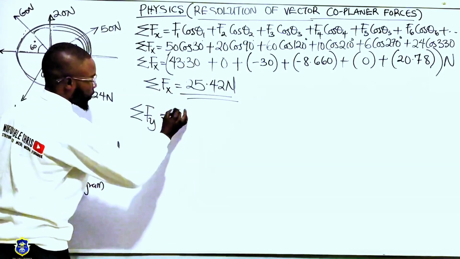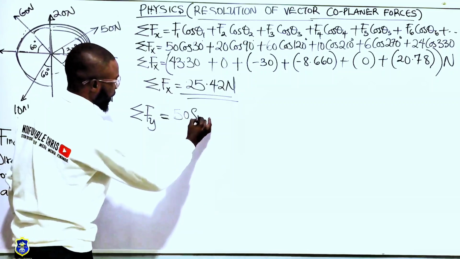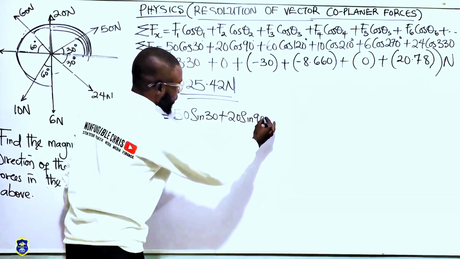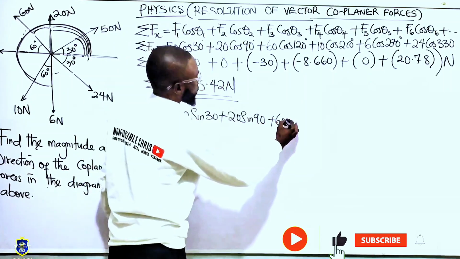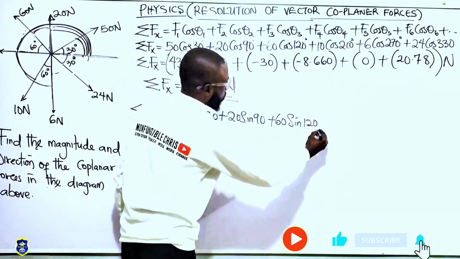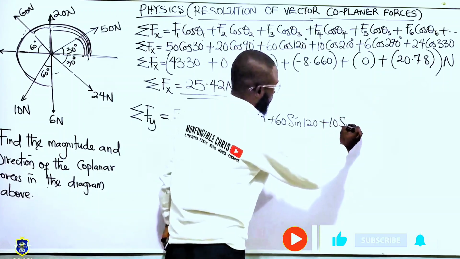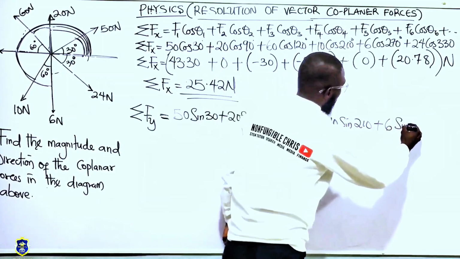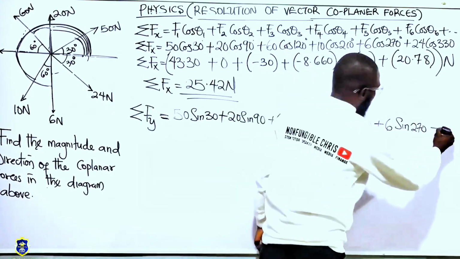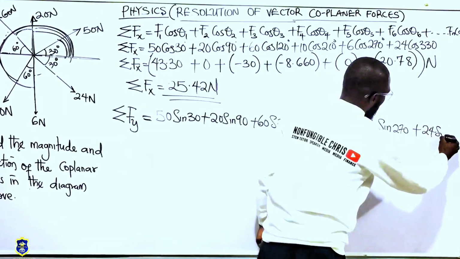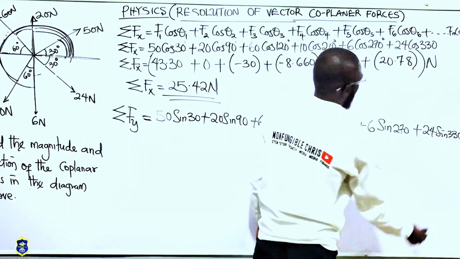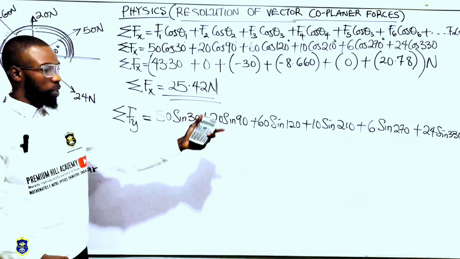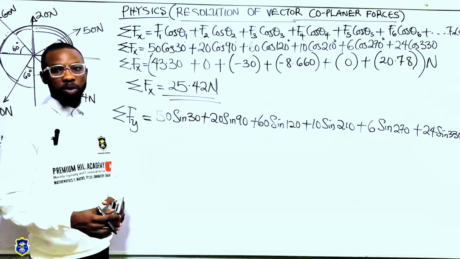So we're going to have 50 sin 30 plus 20 sin 90 plus 60 sin 120 plus 10 sin 210 plus 6 sin 270 plus 24 sin 330. Just give me a moment. I'll add all of this to save space in the video, and then give you the final answer while you do that with your calculator.